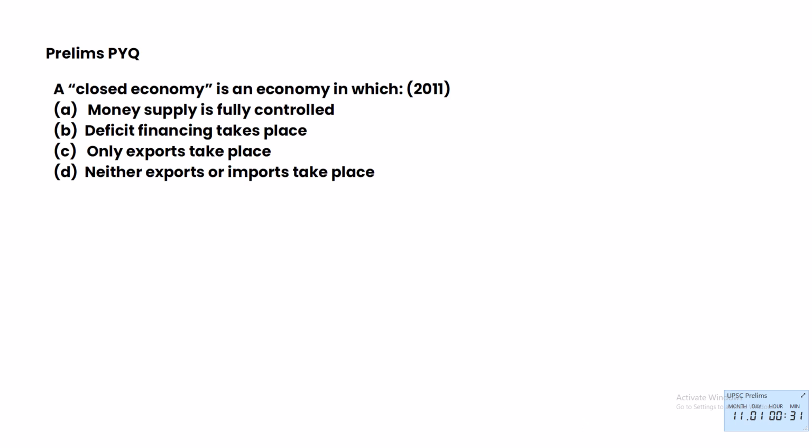Now let's look into one PYQ which was asked in 2011. A closed economy is an economy in which money supply is fully controlled. No. Deficit financing takes place. No. Only exports take place. No. Where no exports or imports take place. A closed economy is where no exports or imports take place, and this is something we must know. It was asked in 2011.